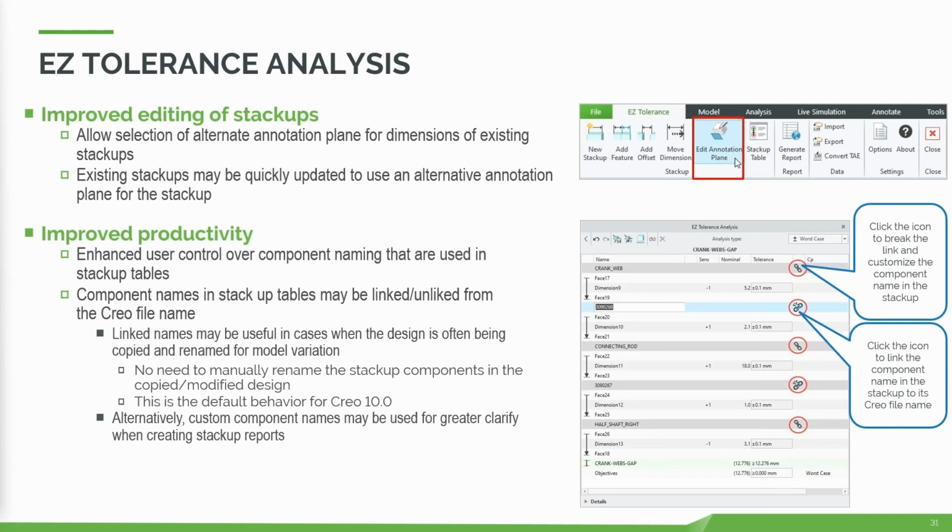Once you're inside the stack up, there are basically more options for editing with those stack ups. So changing the annotation plane to move the dimensions around, so you can very quickly and easily update them. Other productivity things, so one of the big ones is around component naming. Okay, so you can link or unlink that from the Creo file name.